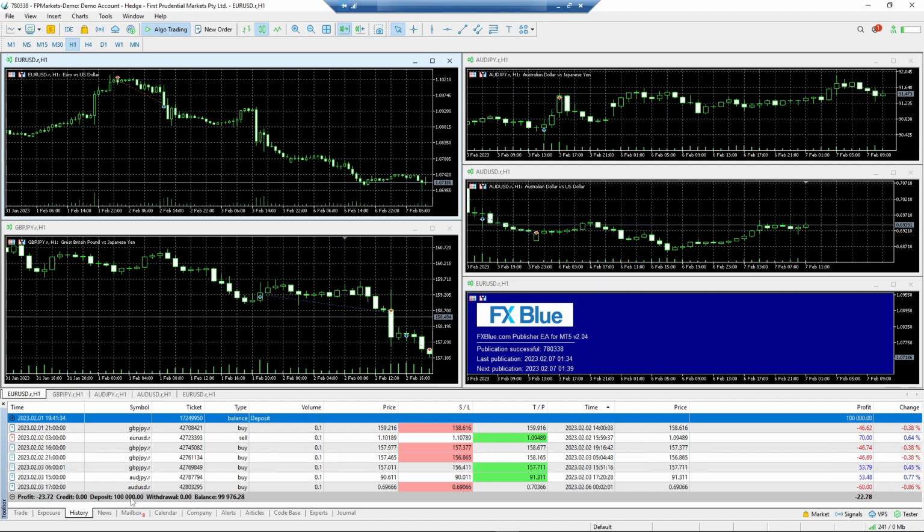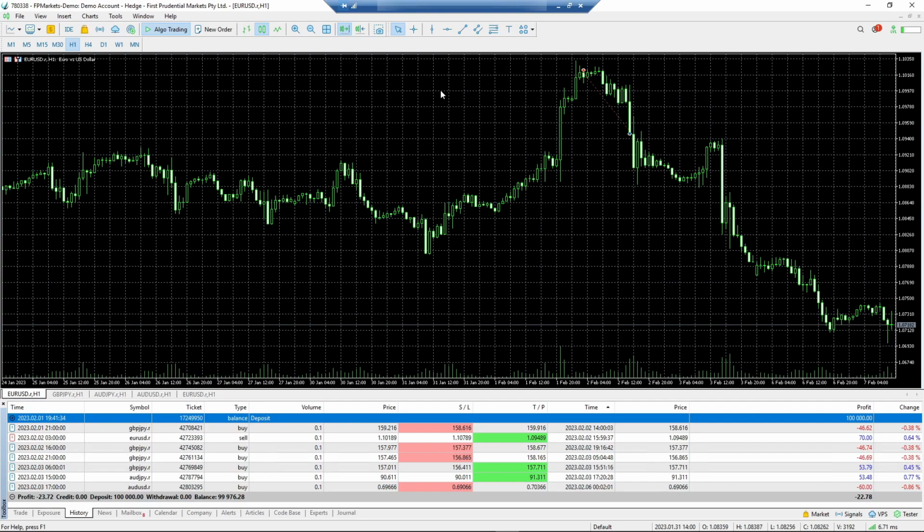Now, if we start from the bottom up, you can see the profit is negative at the moment. The deposit was 100,000 for this particular one, a bit over the top. But again, this was one of the MT5 brokers that we used, and we didn't have a chance to go to 10,000. That doesn't really matter in this context.